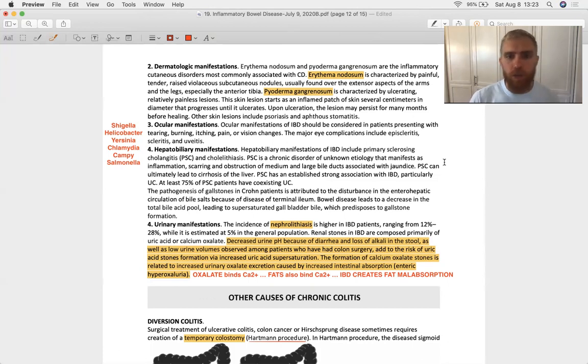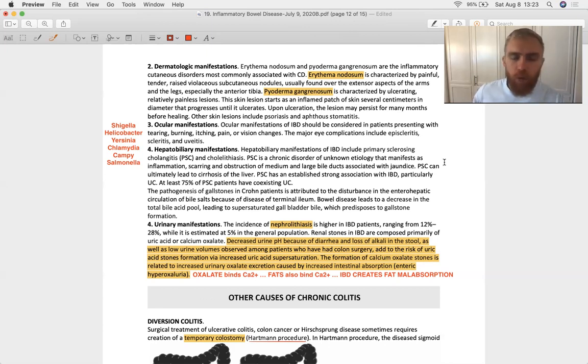Other skin lesions include psoriasis. You can see a psoriatic arthritis with the HLA-B27 haplotype. And aphthous stomatitis. Where's that? Mucous membranes of the mouth. Ocular manifestations. You see episcleritis, scleritis, and uveitis.